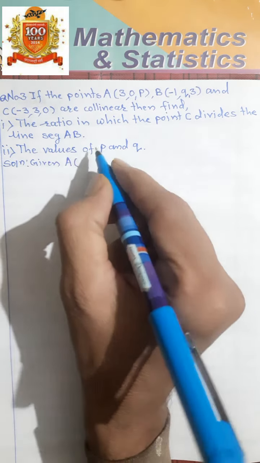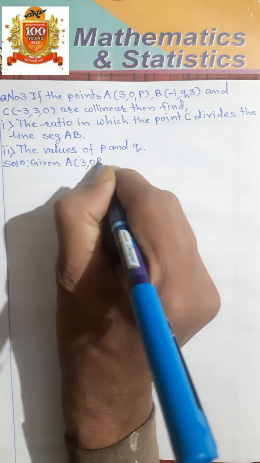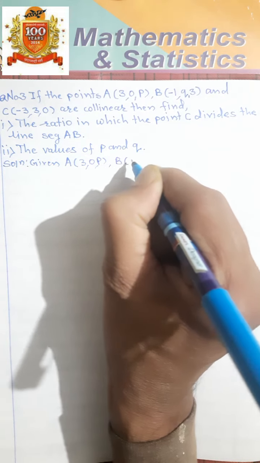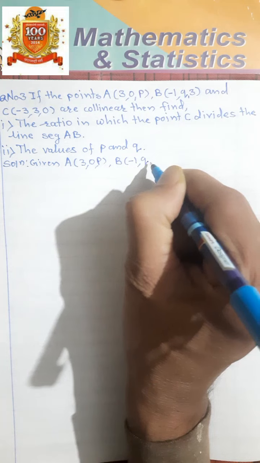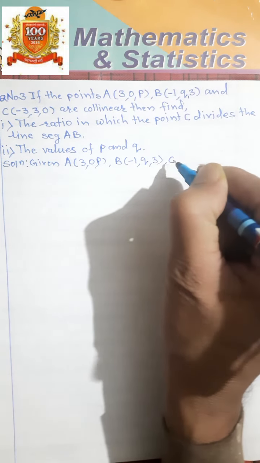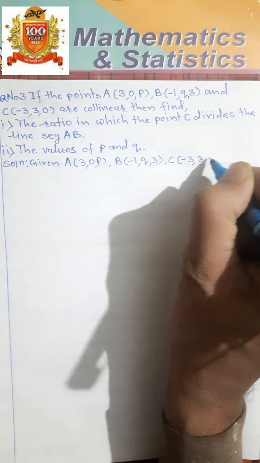Coordinate of point A is (3, 0, p). Coordinate of point B is (-1, q, 3), and coordinate of point C is (-3, 3, 0).